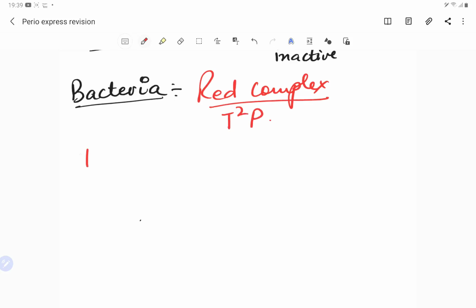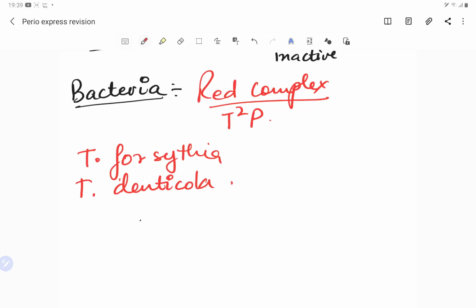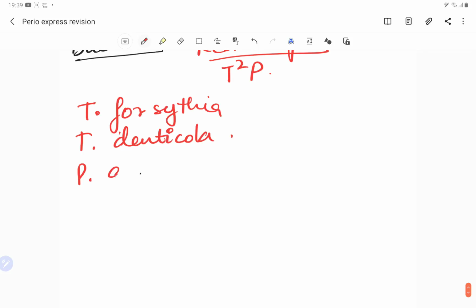So we have T forsythia, then T denticola, and then P gingivalis. So these are the bacteria which are associated with chronic periodontitis, which are our red complex bacteria.